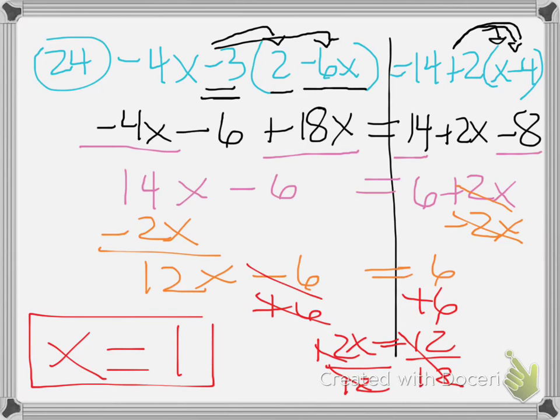So isn't that fun when you do a really complicated problem like that and you end up with an answer like that? So x equals 1 on 24.